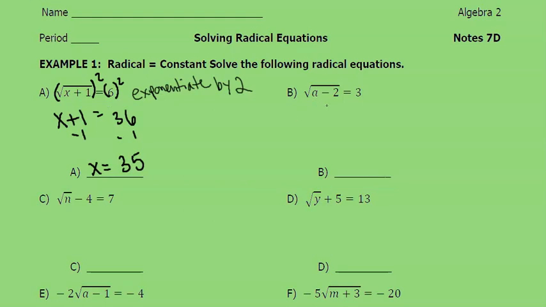B. The square root of a minus 2 equals 3. Exponentiate each side by 2. And then we have a minus 2 equals 9. Add 2 to each side. A equals 11.